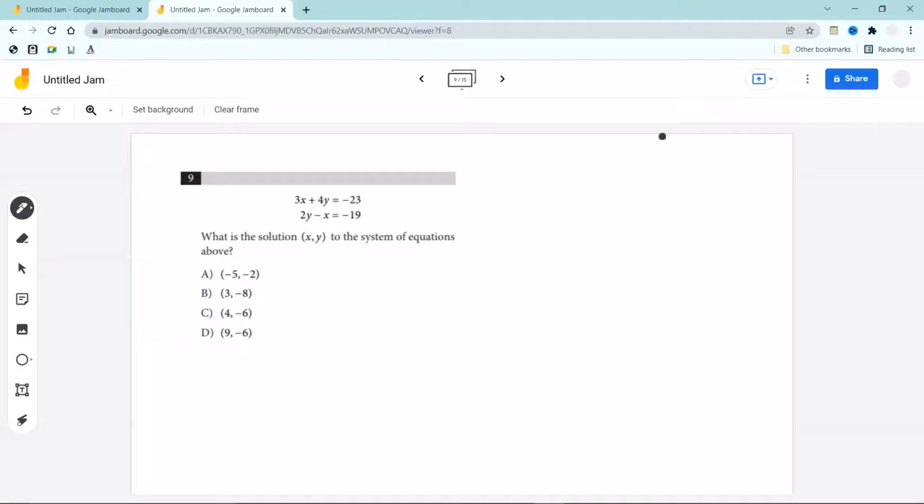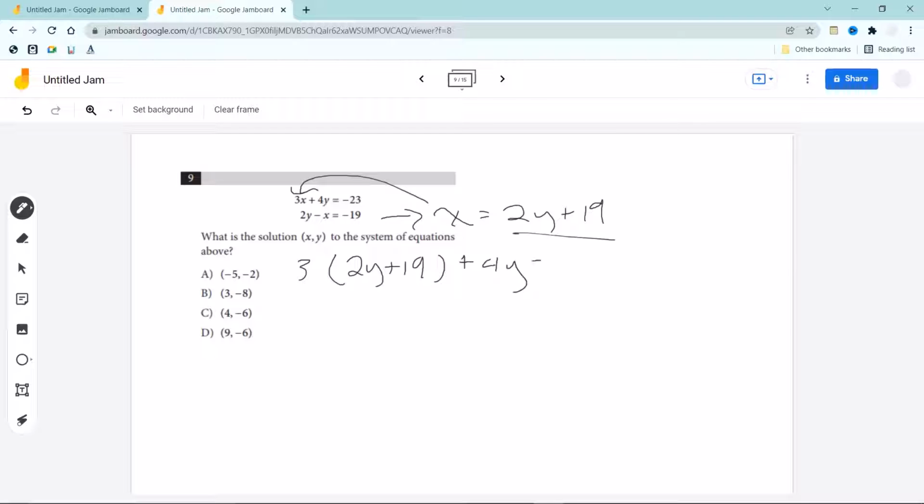So let's isolate x. There we go. Okay, so x is equal to 2y plus 19. We can see that because I just moved x to this side and 19 to this side, canceling the negatives, and now we've isolated x. Once we have x, we can plug x in for the 3x here, right? So we get 3 times (2y plus 19) plus 4y equals negative 23. Now we can solve this just by using distribution and some consolidation on both sides.